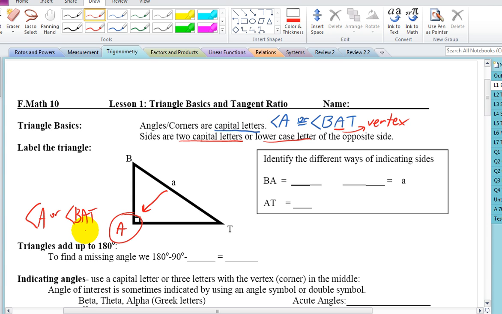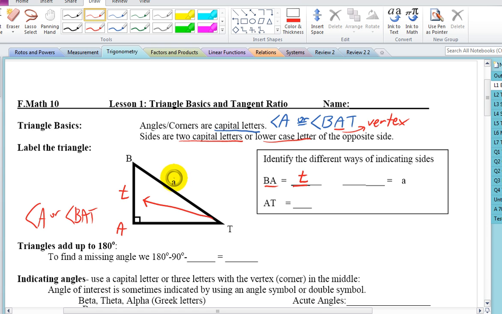All right? Now, side, if this is capital T, what would be the name of this side? It would be little t, because it's opposite capital T. Now, that's side BA. So we could also call it little t. So you have two possible names, BA or little t.